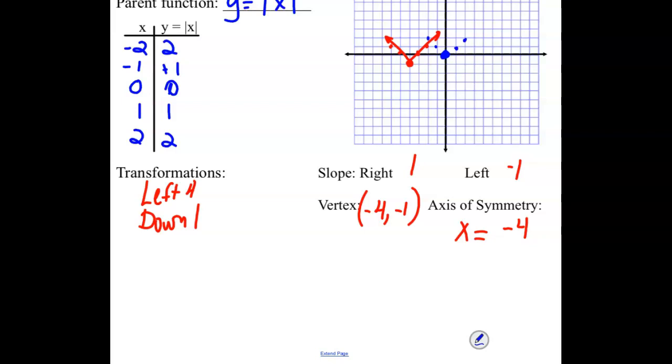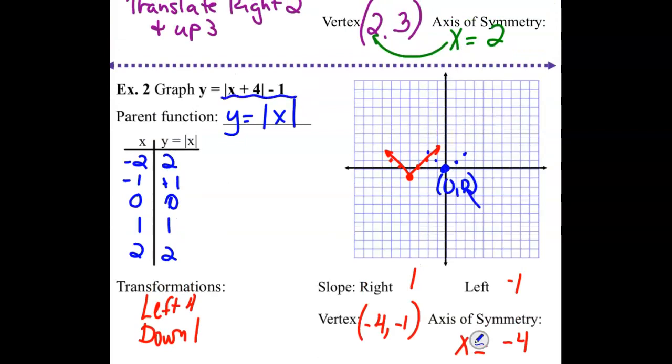Even if we stretched it, what happens to our 0, 0 point if we multiply our y coordinate by something to stretch or compress it? 1/3 of 0 is still 0. 2 times 0 is still 0. So the only transformations that are making that vertex move are your left, right, and up, down translations. So we can identify the vertex right from here. If we're going left 4, we're going to go to -4. If we're going down 1, we're going to move to -1 for our y coordinate.